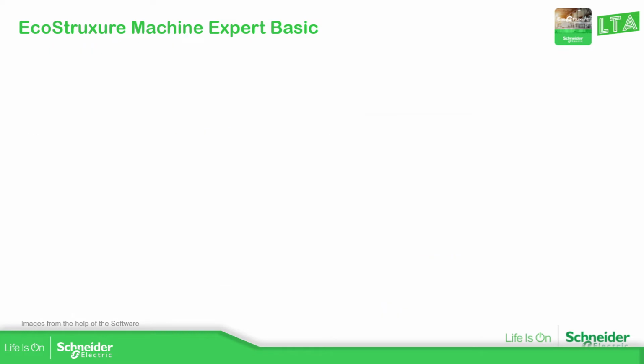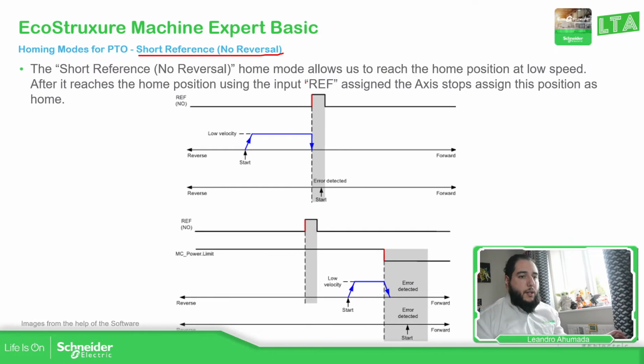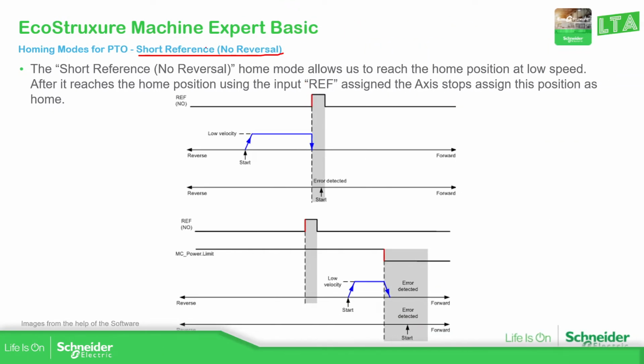Okay, so let's go with the short reference, no reversal. It can be similar to the previous one, but we have the name short. So probably instead that the machine is not close to the home, you can use the short reference for no reversal. So if it's close, instead of moving at high velocity, you just go to low velocity to the target position that you want. So just change the screen.